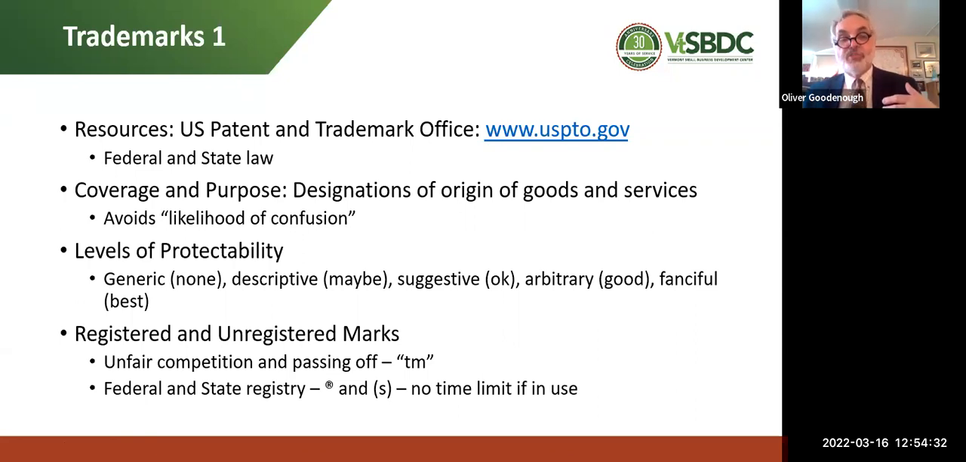Then there's the protection of registration, and there's state registry as well as federal, but federal is the key one because it gives you nationwide protection. If you successfully registered it, you get that R in a circle, or if it's a service mark, the SM in a circle. No time limit on use. Unlike the other intellectual properties, patent and copyright, where there's a time limit. Here, provided you are keeping it in use and active, you can keep that mark for as long as at least the current statutes exist.